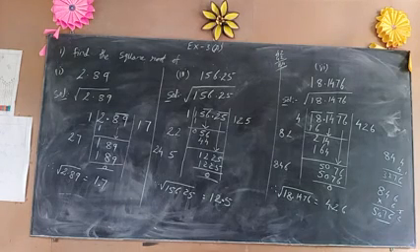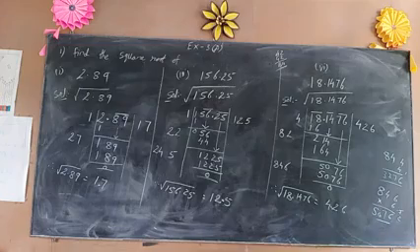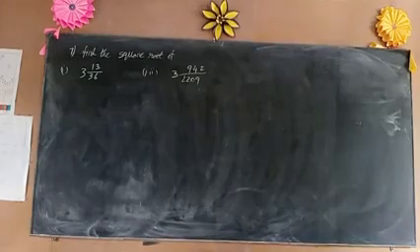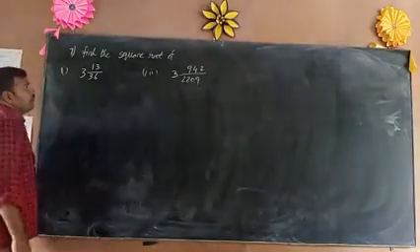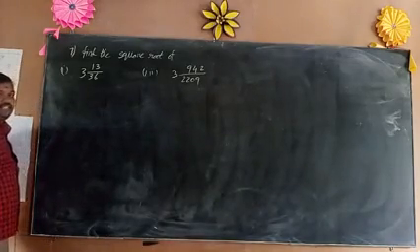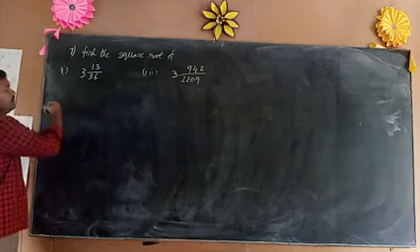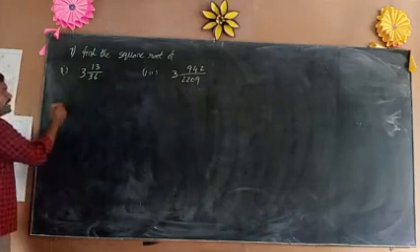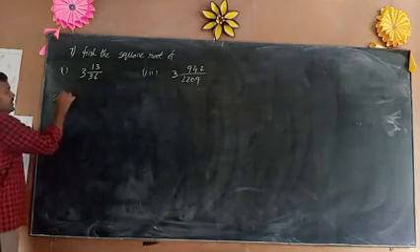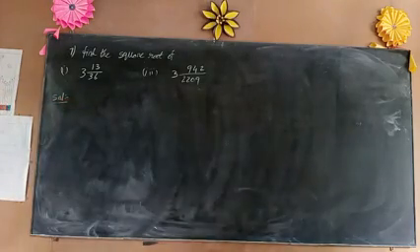Okay, see the sums once. So here is another model of sums. Find the square root of 3 13 by 36, which is given in the form of a mixed fraction. So we change the mixed fraction to an improper fraction. Solution: first sum is this.